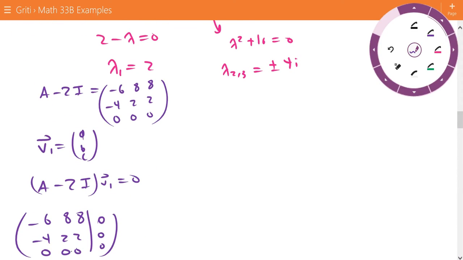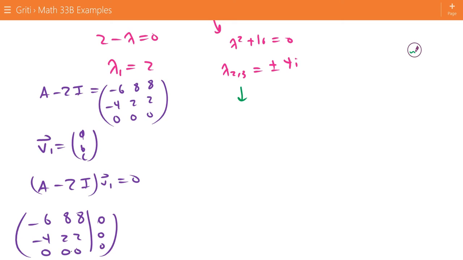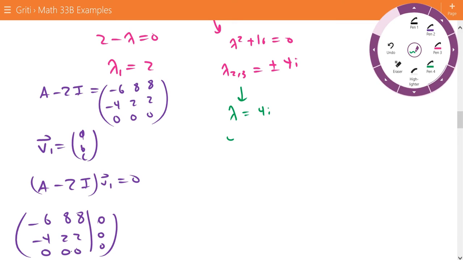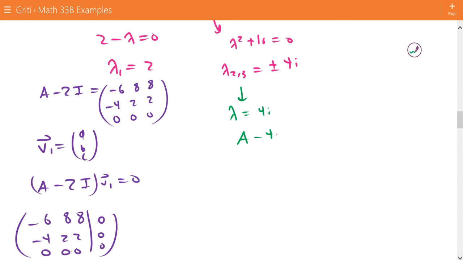So now we'll look at our complex eigenvalues, and as we predicted, they come in a pair, plus or minus 4i. These are conjugates of each other. So we just need to look at lambda equals 4i, so we pick the positive one, and then we consider A minus 4i times the identity matrix. That's going to equal negative 4 minus 4i, negative 4, 0, 8, 4 minus 4i, 0, and 8, 2, 2 minus 4i.